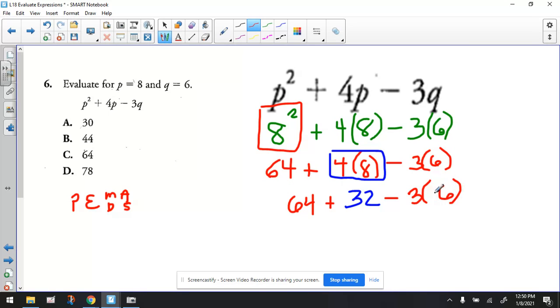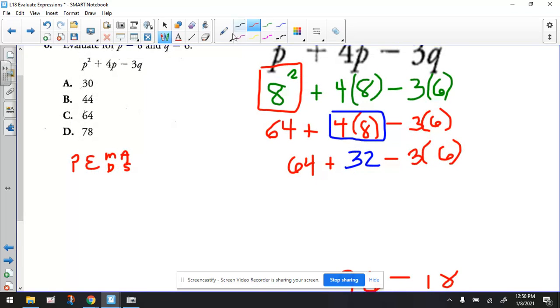All right, so when we get to this row of work and we ask ourselves, what are we going to do now? We still have add, subtract, and multiply. So out of add and subtract and multiply, what are we going to do first? We always do multiply and divide before we do add and subtract. So that means that this is next. 3 times 6, which of course would be 18. And then write everything that's left.